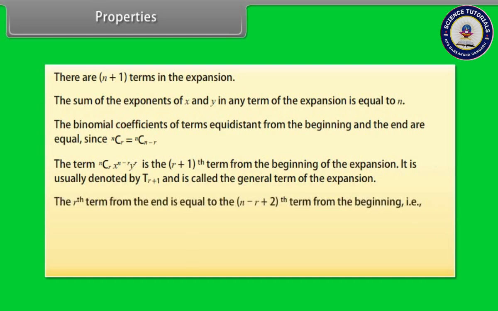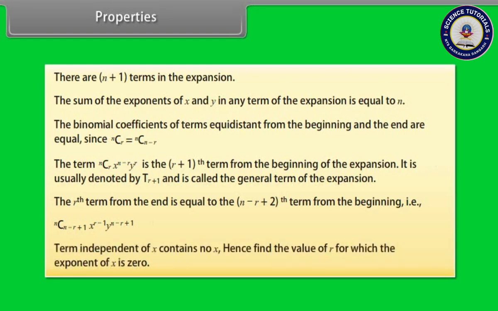The rth term from the end is equal to the (n − r + 2)th term from the beginning, that is, nC(n−r+1) xʳ⁻¹ yⁿ⁻ʳ⁺¹. The term independent of x contains no x, hence find the value of r for which the exponent of x is 0.